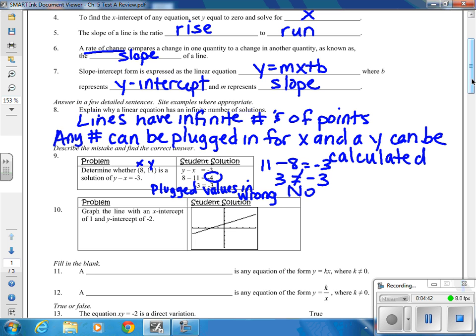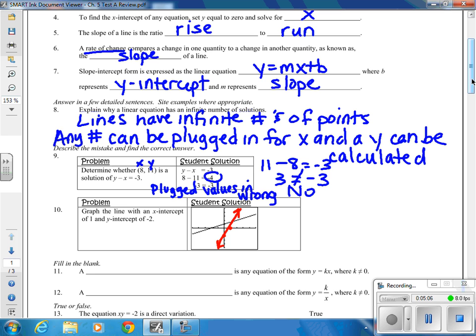For number 10, your directions are to graph the line with an x-intercept of positive 1 and a y-intercept of negative 2. So if it's an x-intercept, it's on the x-axis at positive 1, so that would be right there. And a y-intercept of negative 2 would be on the y-axis at negative 2, which would be right there, and then you connect them. So the line that I have just drawn is the actual right answer, but that's not all you have to do. You have to also be able to describe their mistake.